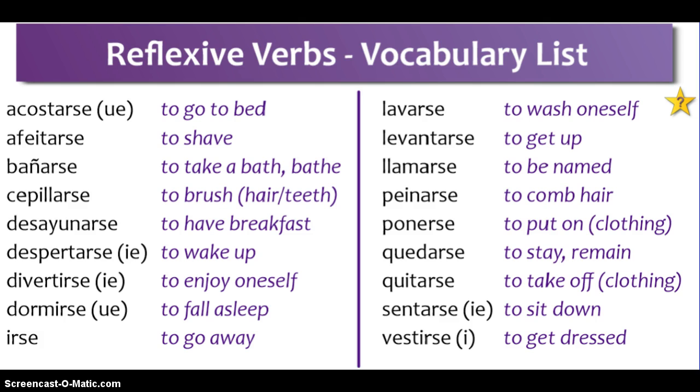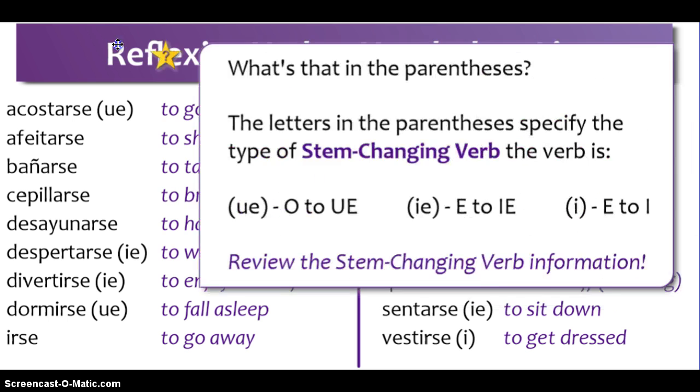Before I start reading the different words, you'll notice that some of the words have a letter or a couple of letters in parentheses at the end of them. All of these are an indication that that specific verb is some type of stem changing verb. We've talked about these in past lessons. You might want to review that information if you need to.